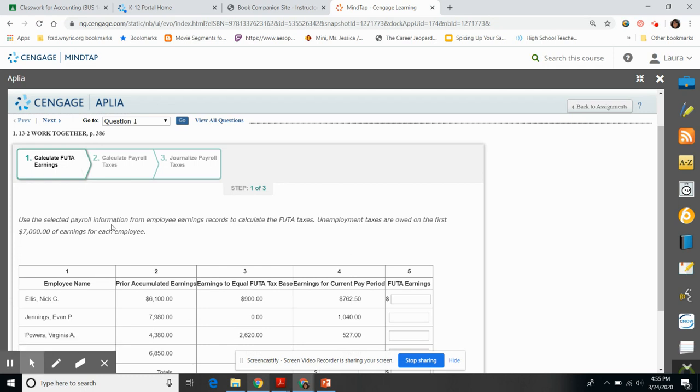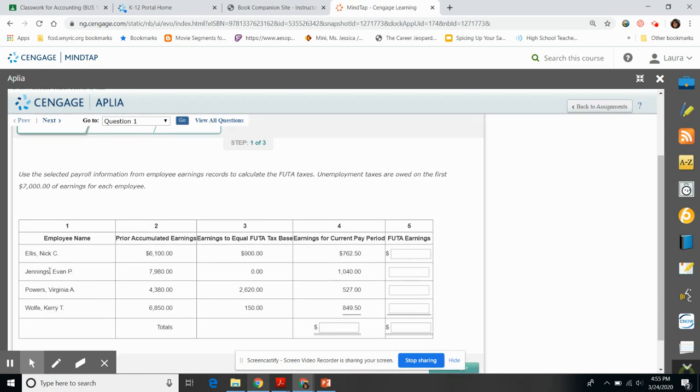Okay, so this is the work together 13-2. There's 3 steps here at the top. The first one is to calculate these FUTA earnings, and it tells us right here, use the selected payroll information. Unemployment taxes are owed on the first 7,000 of earnings that we talked about before.